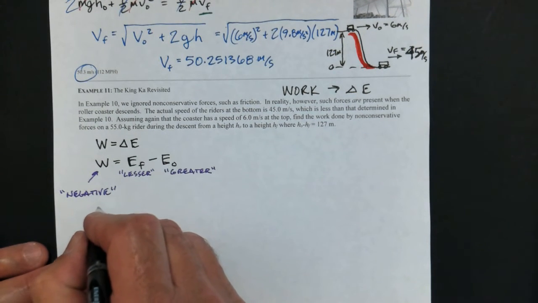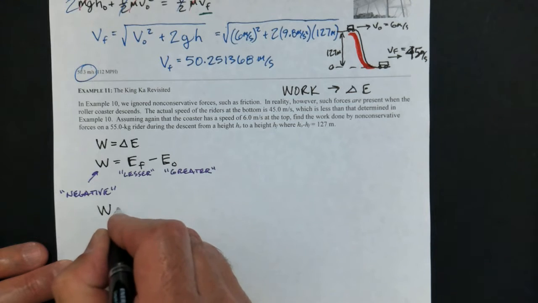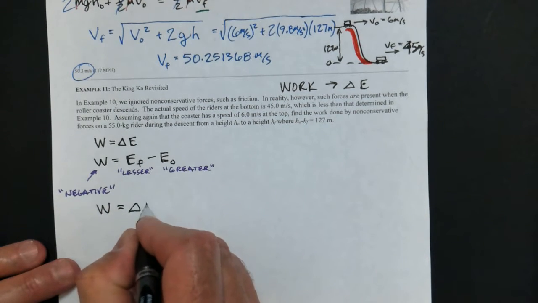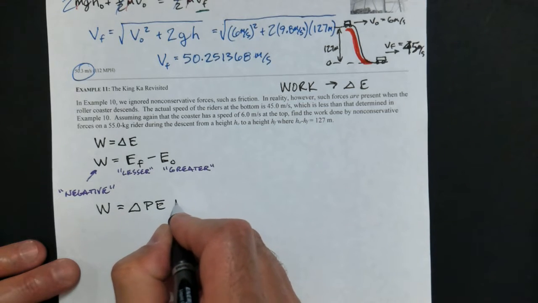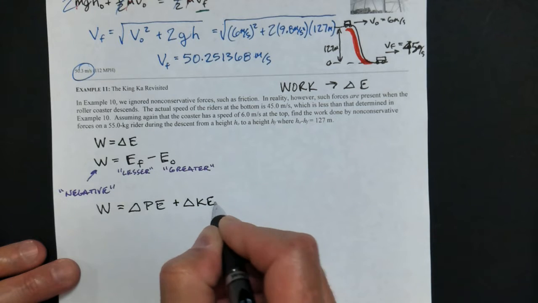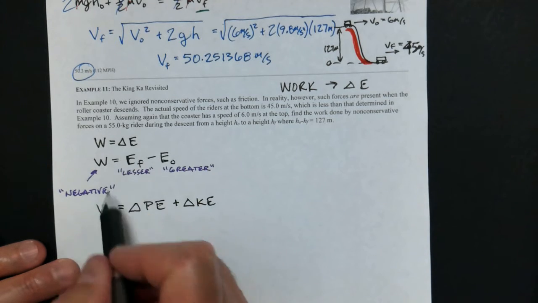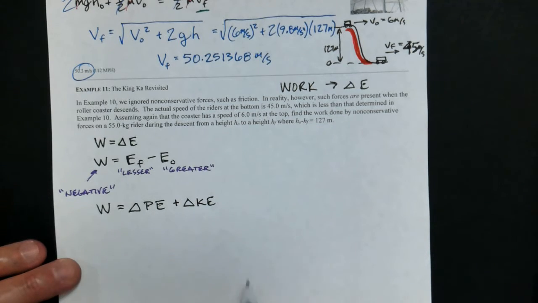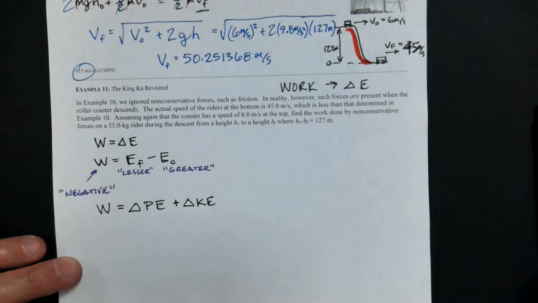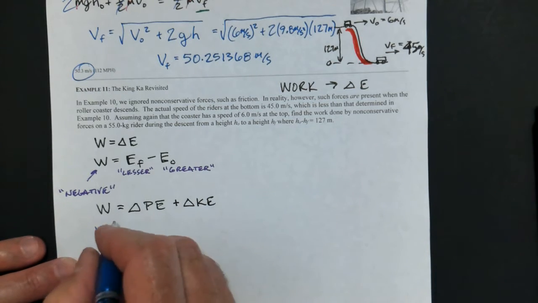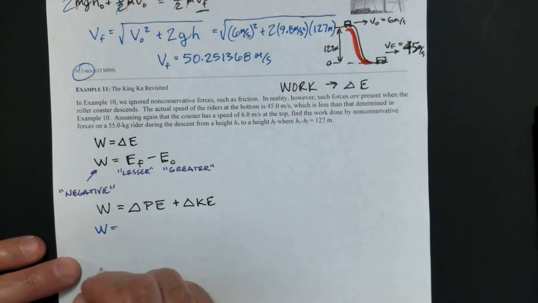But remember, change in energy means the change in both energies. So I'm going to say work is equal to the change in potential energy plus the change in kinetic energy, because of course the total energy is simply potential plus kinetic. Now let's see if we can write this out and see if we can come up with an expression that makes sense. Okay, so I'm going to change colors a little bit. I don't know if you can see that on the screen. It's slightly different. That's a blue.